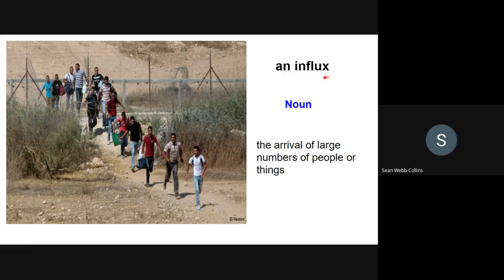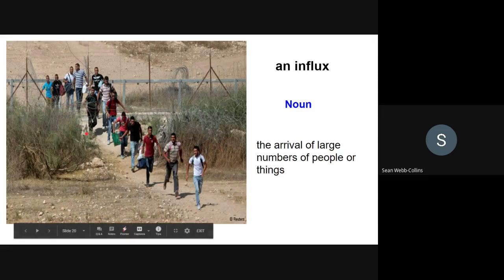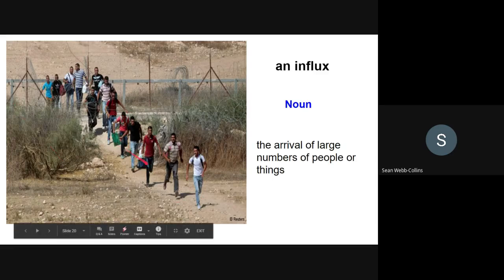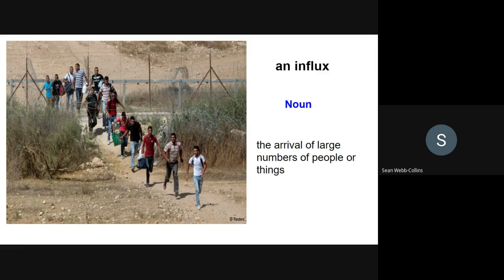An influx. Noun, the arrival of large numbers of people or things. For example, in this picture, there's been an influx of refugees after the natural disaster. Or another example, we need to prepare the hospital. There's been an influx of flu cases.